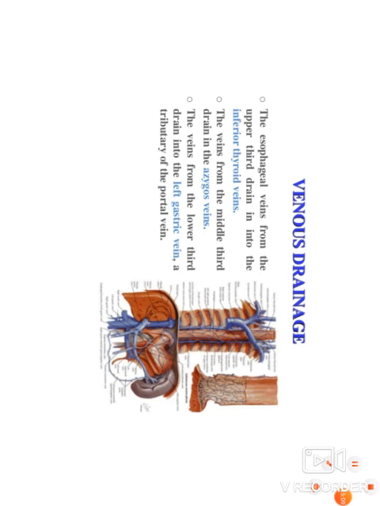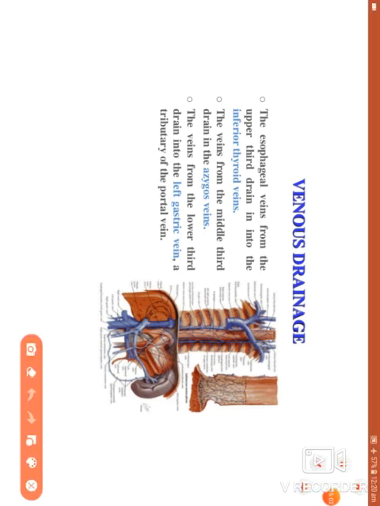Here you can see the venous drainage. This is the diaphragm, thorax, and abdomen. Here we get the inferior thyroid veins. The upper part drains into the inferior thyroid veins. The thoracic part drains into the esophageal veins. Then the abdominal, lower part drains into the left gastric veins. Venous blood flows into those veins.